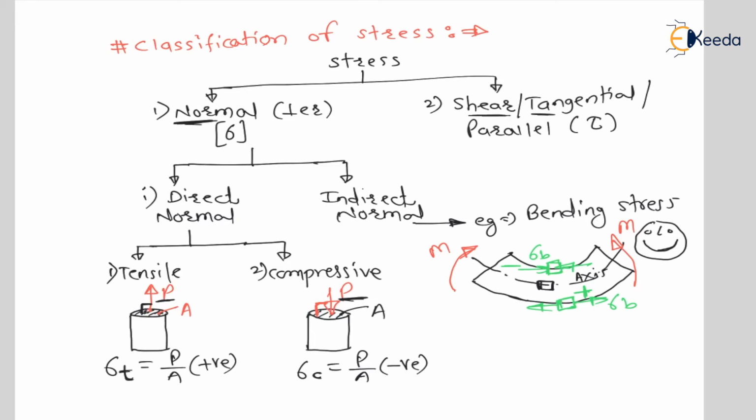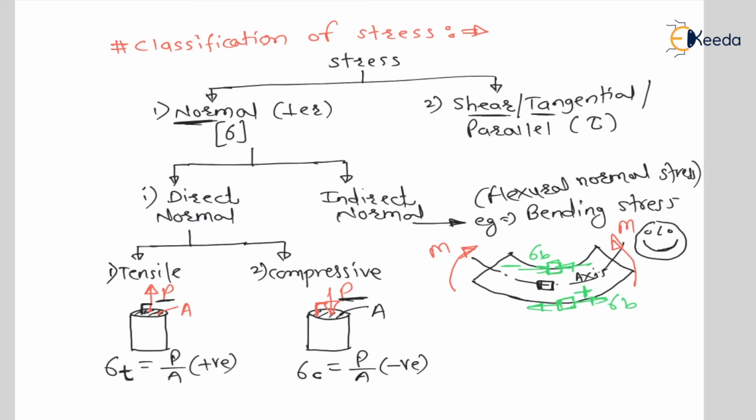Now for this bending moment M, you have seen the bending stress magnitude, that is how to find bending stress. That is by flexural equation. It is also called flexural stress. Bending stress is also called flexural normal stress.